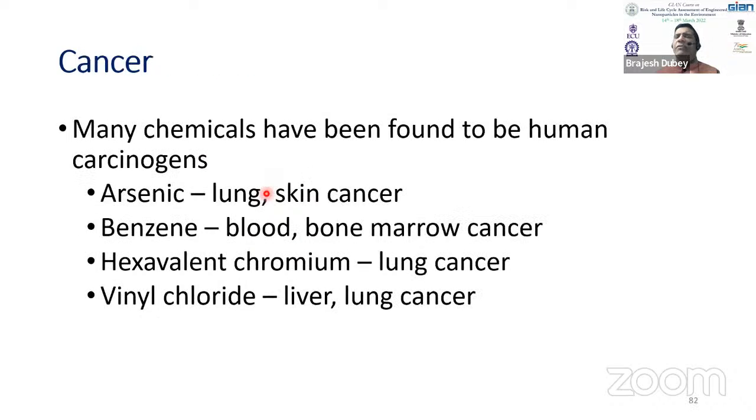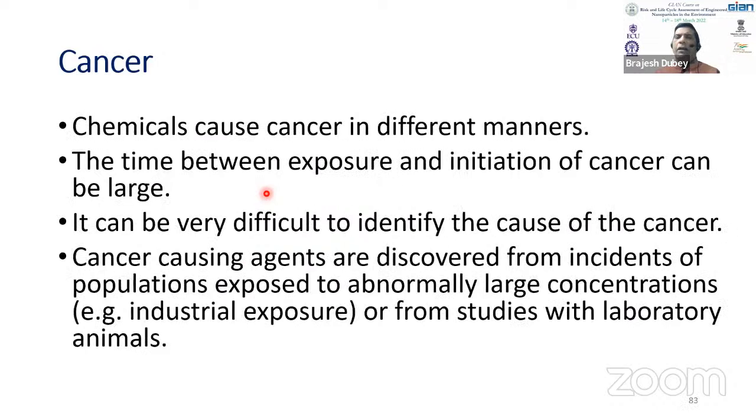Many chemicals have been found to be human carcinogens, like arsenic, benzene, hexavalent chromium, vinyl chloride. Those are all considered to be human carcinogens. They create different types of cancer. Chemicals cause cancer in different manners. The time between exposure and initiation of cancer can be large. That's called the gestation period. It's very difficult to identify the cause of the cancer, because we get exposed to so many different chemicals.